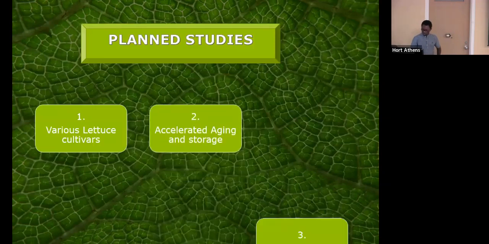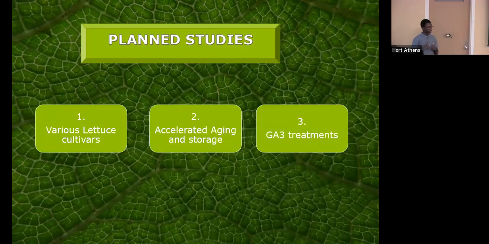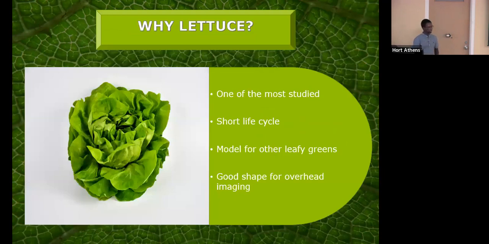So we will do 3 studies. First, we will quantify germination rate in different lettuce cultivars. We will do some aging treatments, and then some gibberellic acid treatments, and I will explain those later.